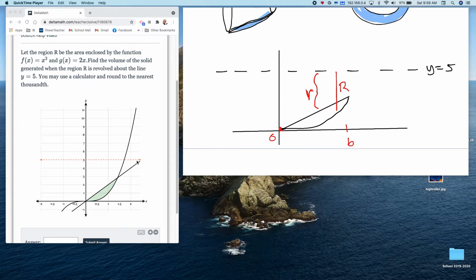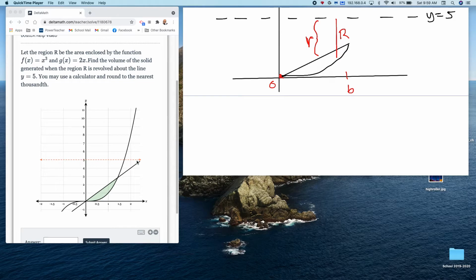But in the end, the volume of this is equal to the integral from 0 to whatever that b value is of pi times the big radius. Well, let's talk about what that big radius is. That big radius is the top curve, 5, minus the bottom curve, x cubed.